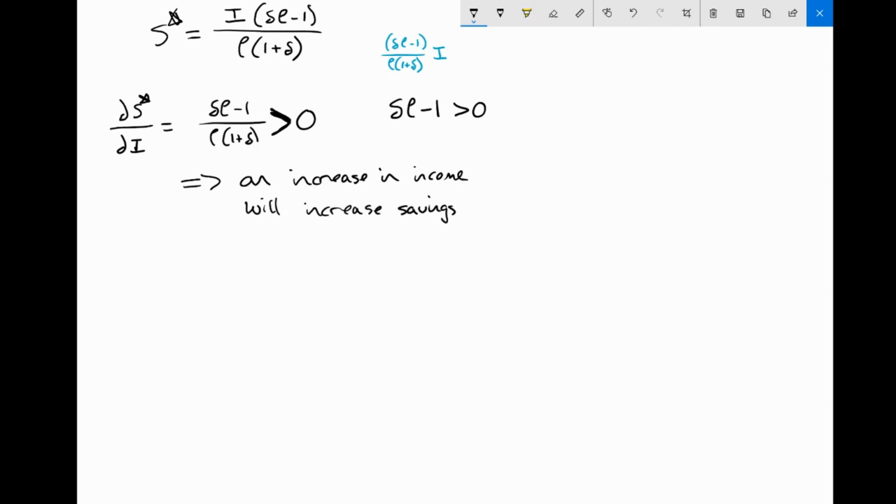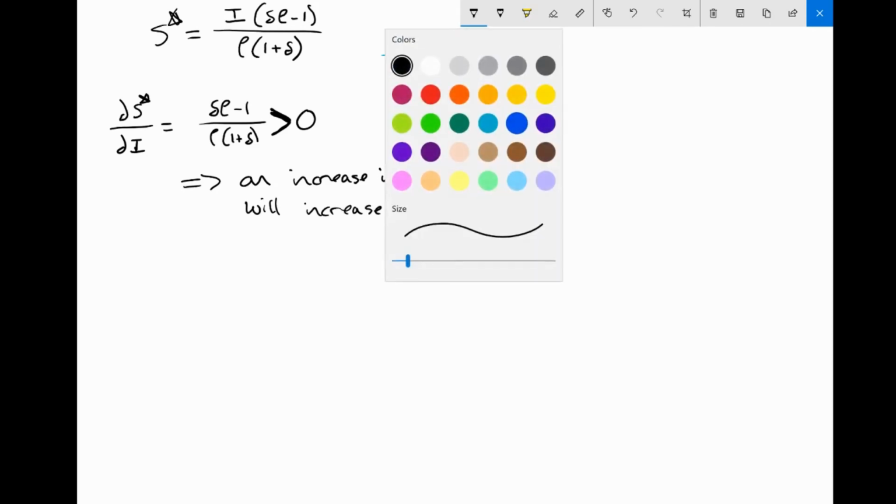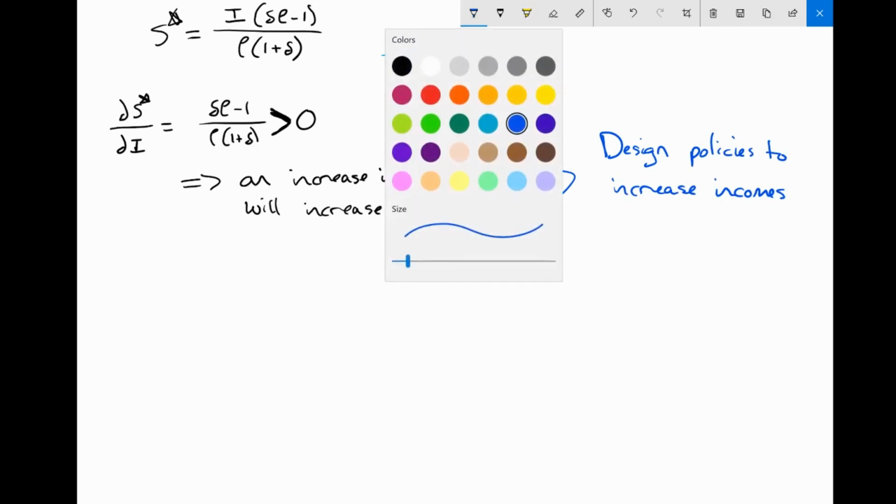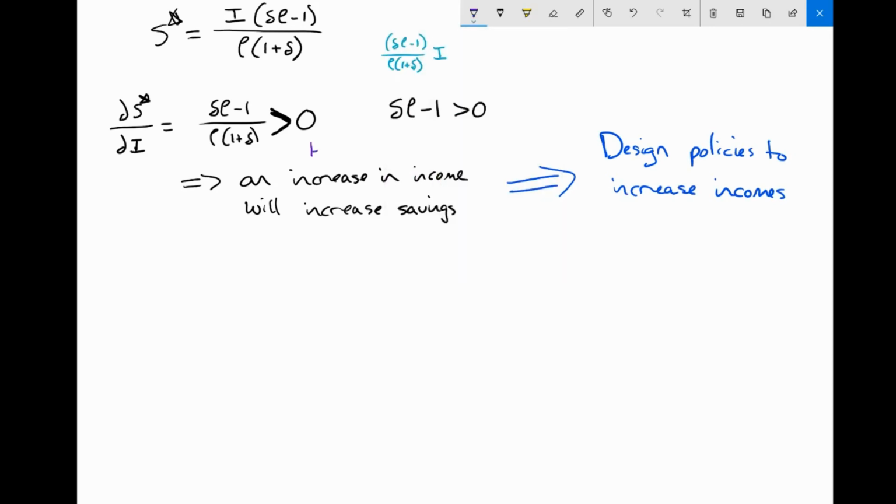So here is an implication of our model. It's a prediction, and we could design policy on this. We could design policy based on this. So if we want to increase savings, design policies to increase incomes. So we can say this is like a hypothesis or a prediction. And here is a policy. All right, let's do the next one.